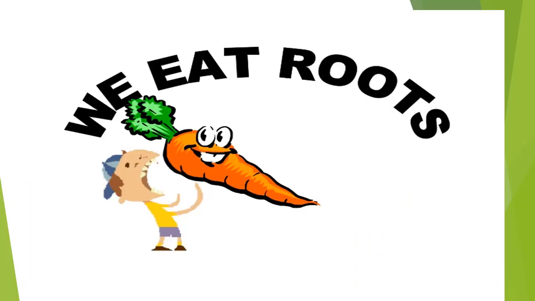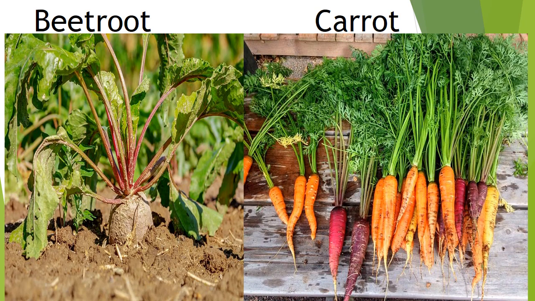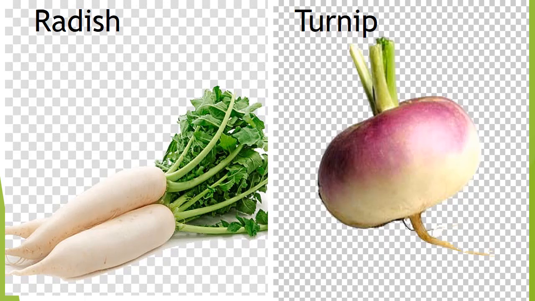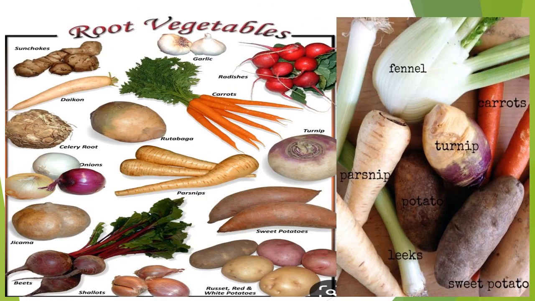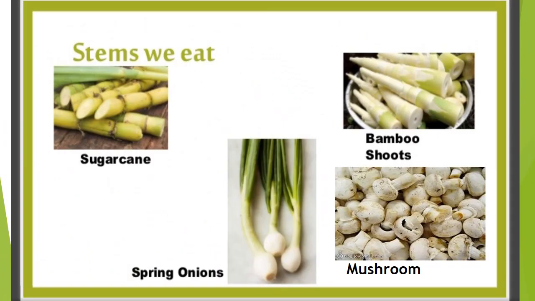First of all, let's learn about roots, the part of a plant that we eat as food. Beetroot means beet. Carrot means gajar. Radish means mooli. Turnip means shalgam. These are some roots that we eat as vegetables. Now here in this picture you can see so many root vegetables which we eat as vegetables in our daily life.